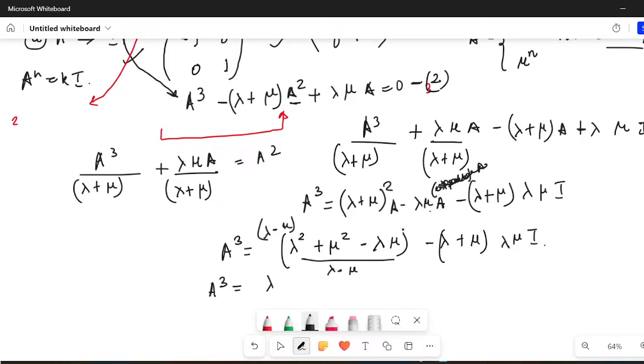What is wrong? That is okay. This square will also give me 2 mu lambda, so it will be plus here. This would be lambda square plus mu square plus 2 mu lambda, and minus lambda mu will come from here, so you'll get a lambda mu. If I multiply both numerator and denominator by lambda minus mu, you'll get lambda cube minus mu cube divided by lambda minus mu times A minus lambda mu times lambda plus mu identity. Okay, so option number B is also correct. I hope it is clear.